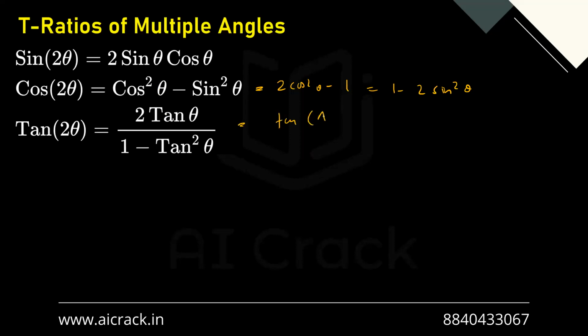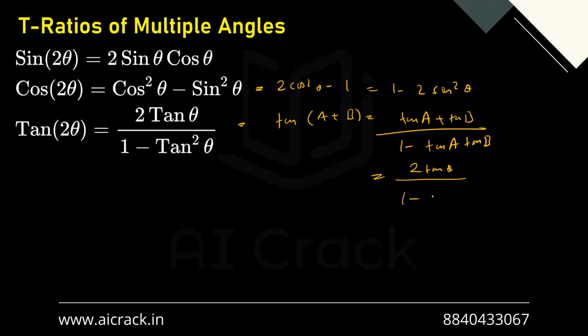And this one is again pretty obvious. We have tan of (a plus b) equals tan a plus tan b upon 1 minus tan a tan b, right? So if you just put a and b equal to theta over here, you get 2 tan theta upon 1 minus tan square theta, right?